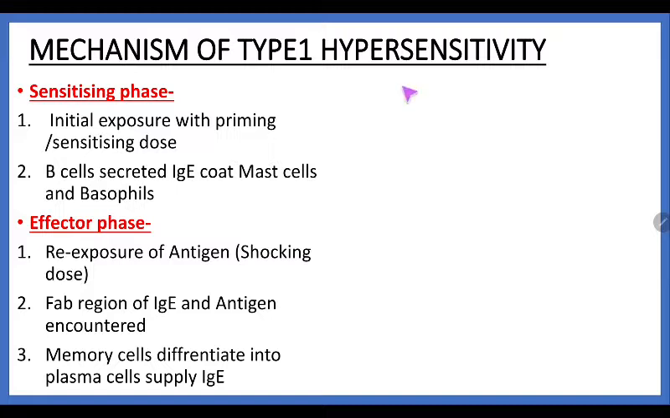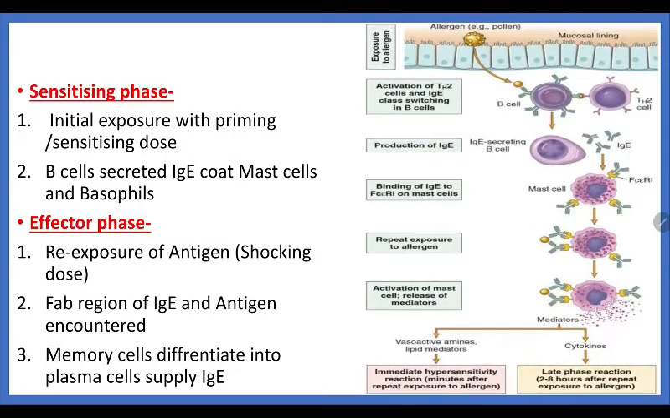Next, coming to the mechanism of type 1 hypersensitivity. Very simple. As I already said, first there will be an initial sensitizing phase and then the effector phase. It is all basically about the diagram. Once an allergen is encountered by the body, the antigen presenting cell will take it and present it to the T cell, and the T cell will produce cytokines, which in turn convert the B cell into a plasma cell. This plasma cell now will produce IgE.